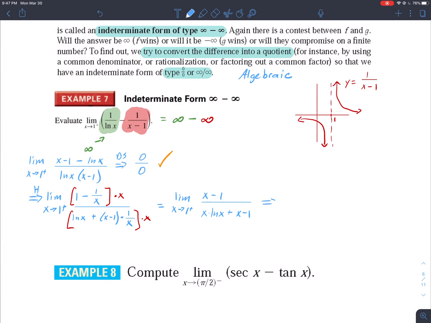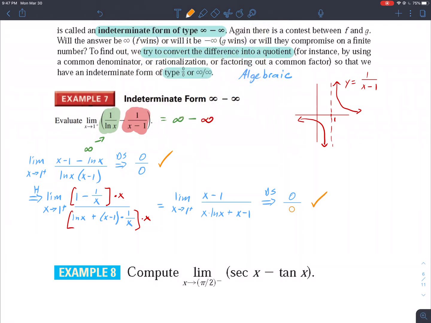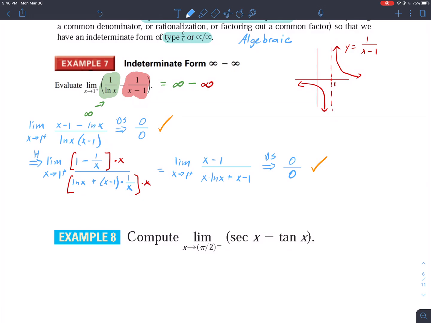Now if I try direct substitution, I'm putting 1 in for this x. I still have 0 on the top. And if I put 1 in for the x here, I've got 1 times ln of 1 is 0, and then 1 minus 1 is 0. So 0 again on the bottom. And it feels like we have done nothing. We've got nowhere. But I still have an indeterminate form that allows L'Hopital's rule. There we go. This is an indeterminate form that still allows L'Hopital's rule. So I'm going to use L'Hopital's rule again.